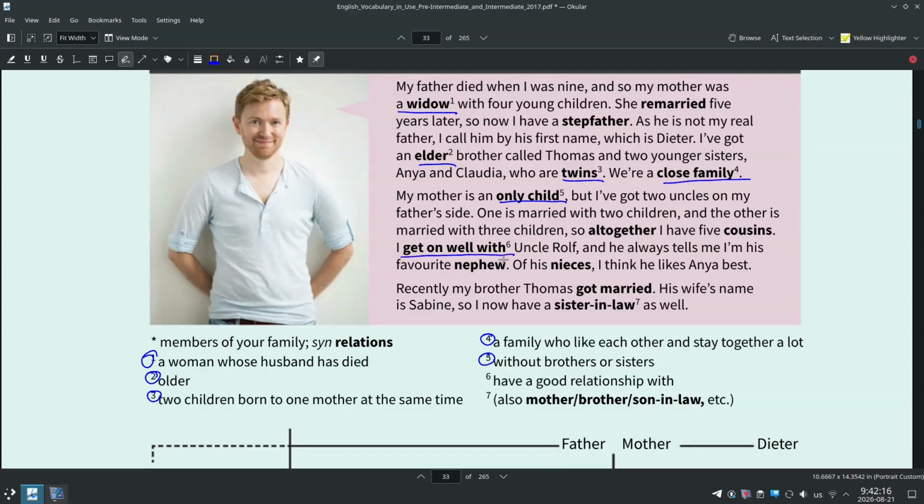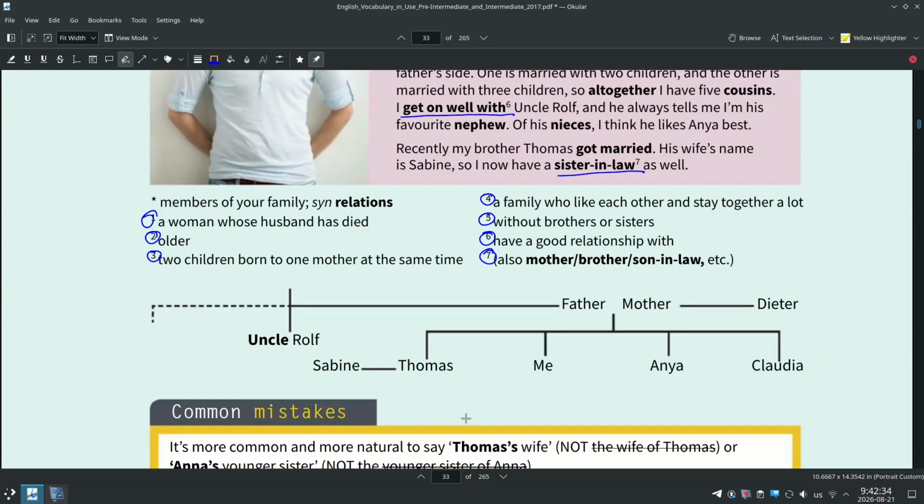Get on well with somebody. Have a good relationship with somebody. Sister-in-law. Also mother-in-law, brother-in-law, son-in-law, etc. Here you have a family tree.